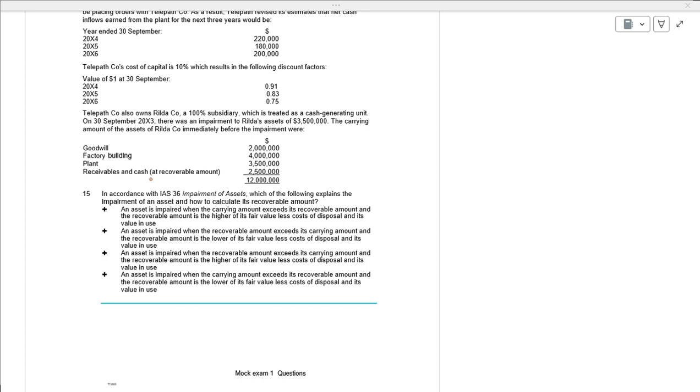In accordance with IAS 36, impairment of assets, which of the following explains the impairment of an asset and how to calculate the recoverable amount? What is the rule of impairment?